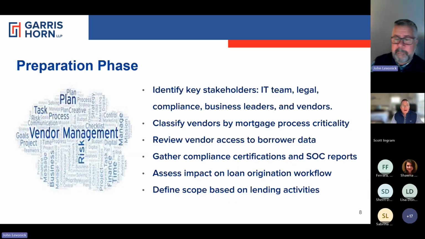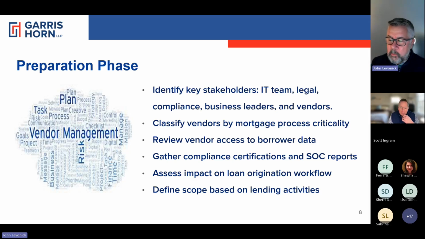Preparation. All right, first and foremost, you've got to classify all these third-party technology providers and vendors by criticality. What type of data do they get? How long do they hold it? And what are the contractual obligations that they have to you as a third-party service provider?